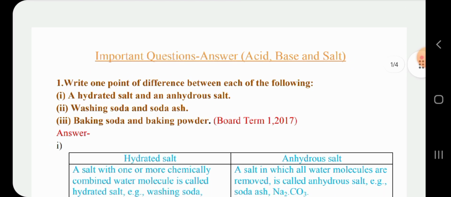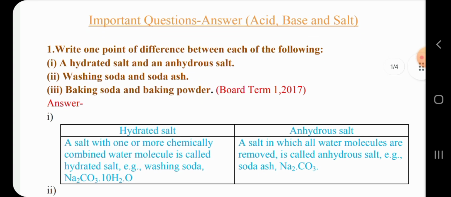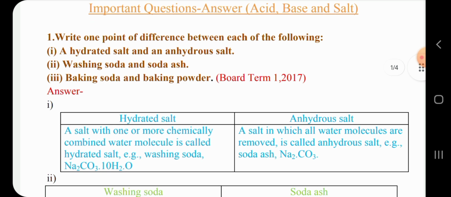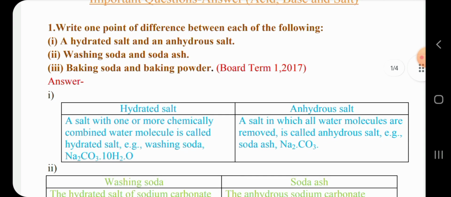Today we will read about some important questions of acid, base and salt, and these questions are important for class 10 CBSE and ICSE board students and other board students also. So first we'll start with our question. These questions are number 1, difference: write one point of difference between each of the following.